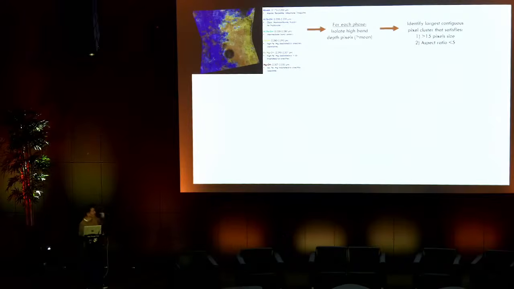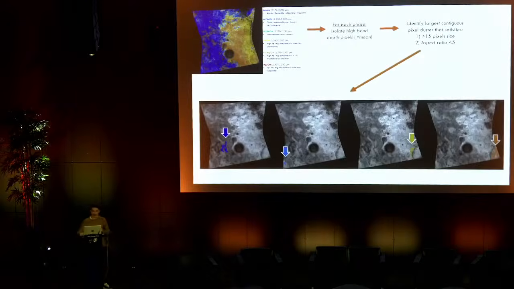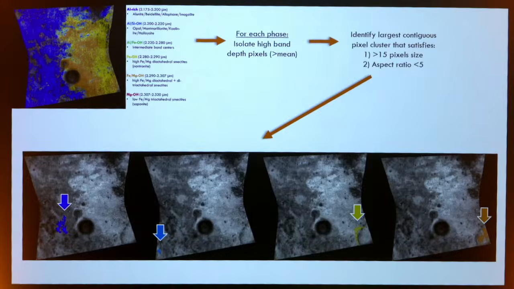And I basically loop through them to find the cluster that has the largest size and that meets these 2 valid criteria: it needs to be bigger than 15 pixels across, and it needs to have a certain aspect ratio shape for it. And this is the end product of that. So now, taking that top image, we've identified, in this case, 4 large contiguous regions of interest. And using this, we can extract spectra.